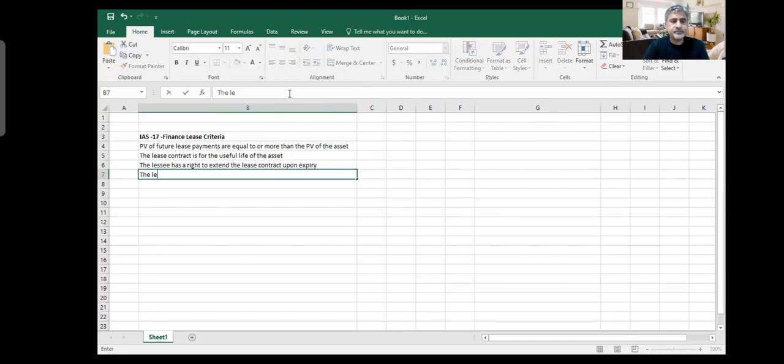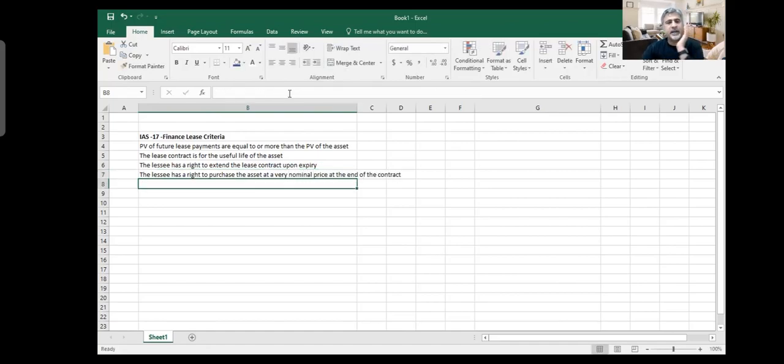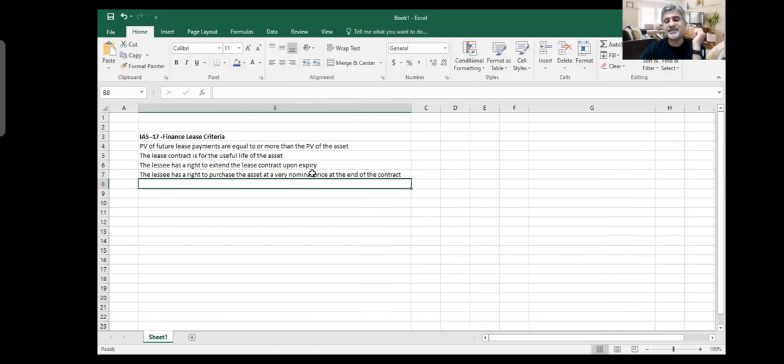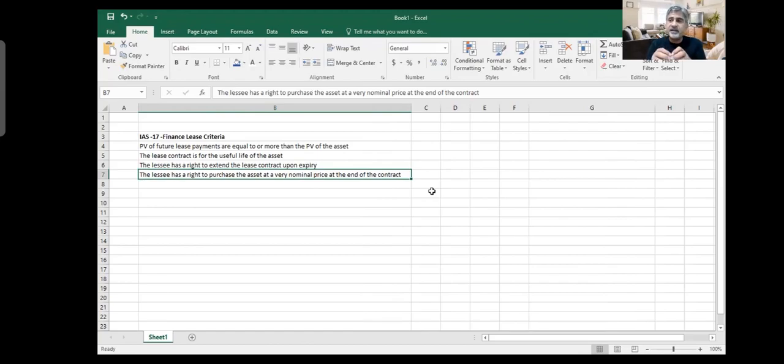And the lessee has a right to purchase the asset at a very nominal price at the end of the contract. So at the end of the contract, you as a lessee, you have a right to purchase the asset at a very nominal price. So it means that when the contract will finish, it is very likely that you will purchase this asset. You will purchase this asset because it is available at a very nominal price. So you had a 5 years contract, then at a very nominal price, you purchase it. And once you purchase it, you will continue to use it. So you are the only person who's going to use the asset. You are the owner of the asset.